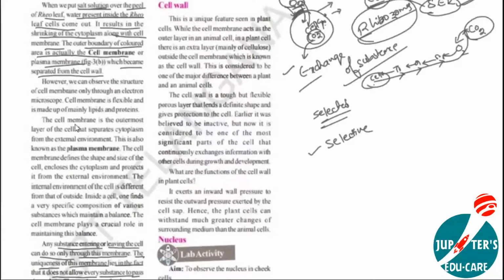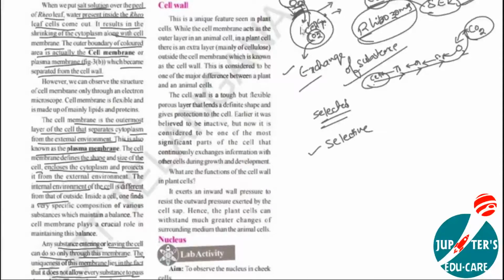The cell membrane is the outermost layer of the cell that separates the cytoplasm from the external environment. This is also called the plasma membrane. The cell membrane defines the shape and size of the cell, encloses the cytoplasm and protects it from the external environment. The internal environment of the cell is different from that outside. The environment inside the cell is completely different from outside.